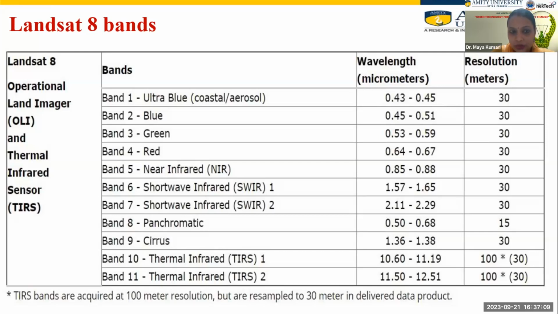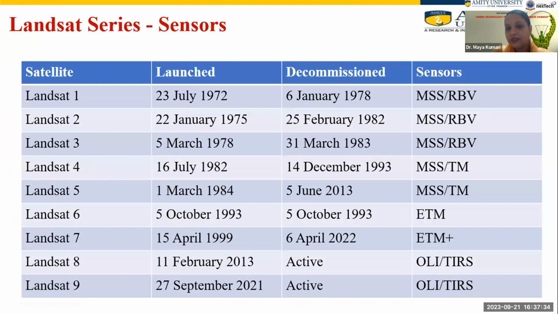Today we will be talking about these bands, basically band 10 and 11. If you see band 10 and 11, they are thermal infrared bands, which can help us to know about the temperature. So whatever demonstration I'm going to give you today about the land surface temperature, I will be using band 10 and 11 for that. Now, before that, you should be aware of the Landsat series and the sensors.